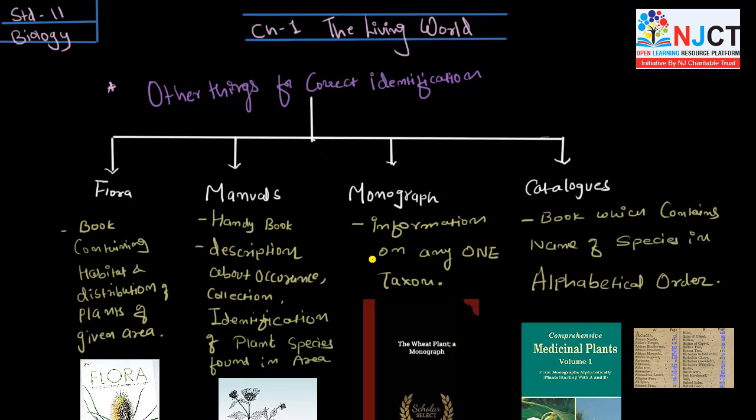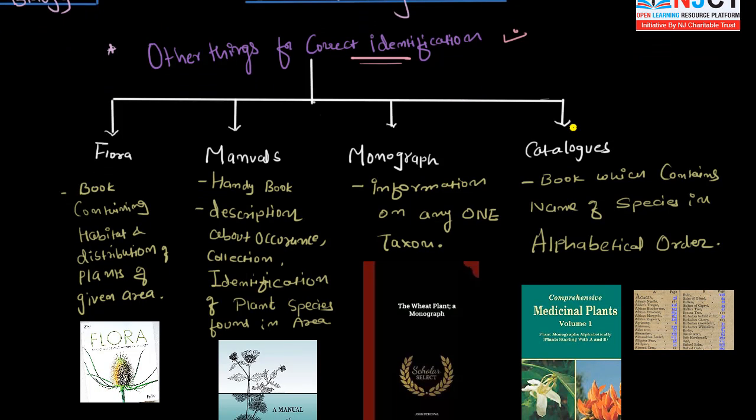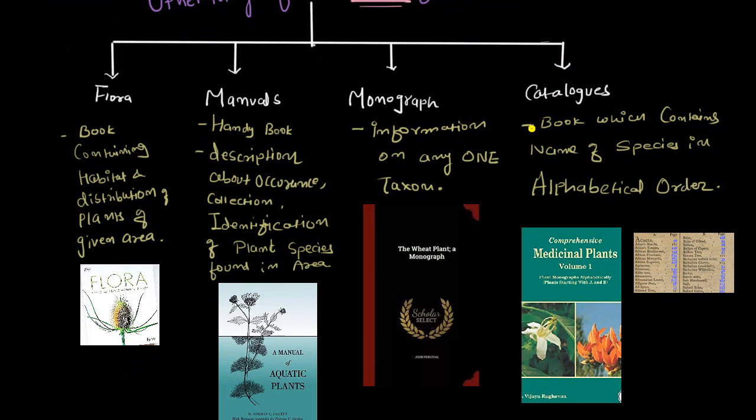So, other things for correct identification. Of course, why have I written "other things" here? Because we've already studied so many things about it, right? We have studied that the herbarium helps you, the zoo and museum help you for identification, even the key which we studied last time helps you in identification. So other than that, these are the things which will help you for correct identification. And these are these four.